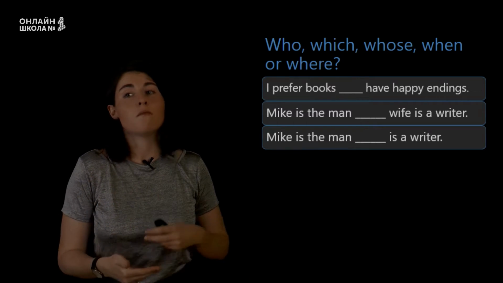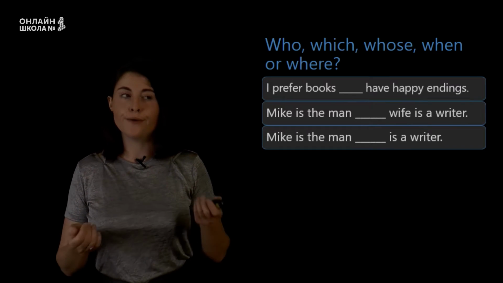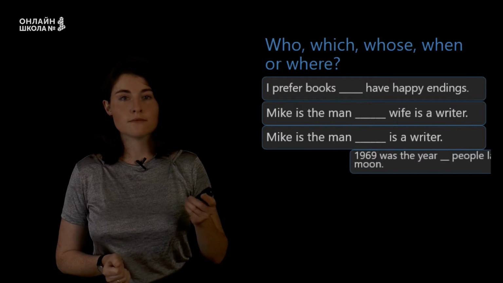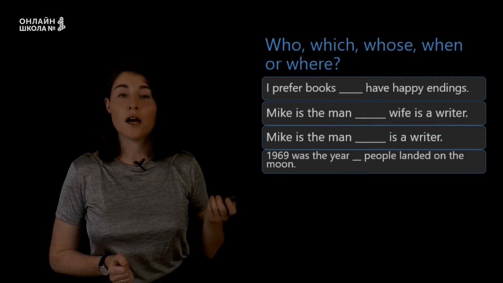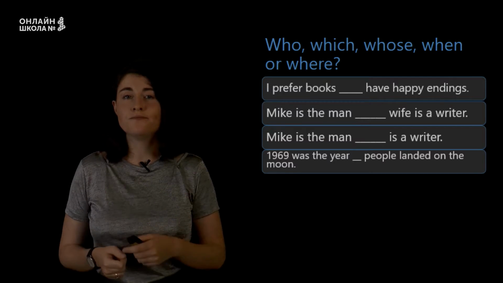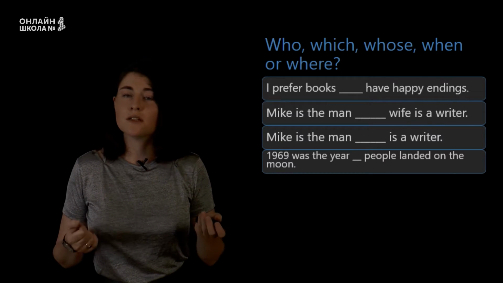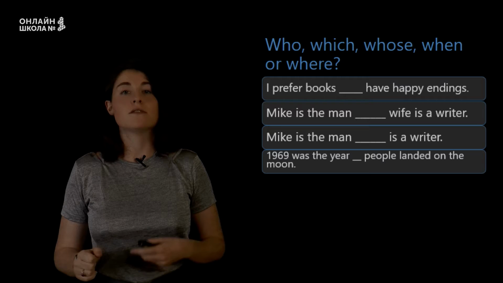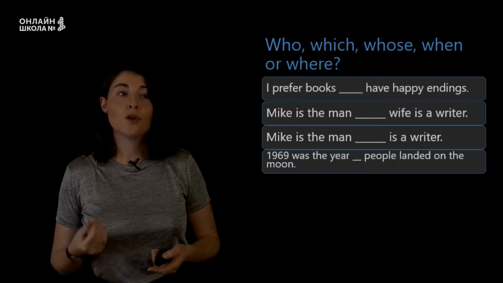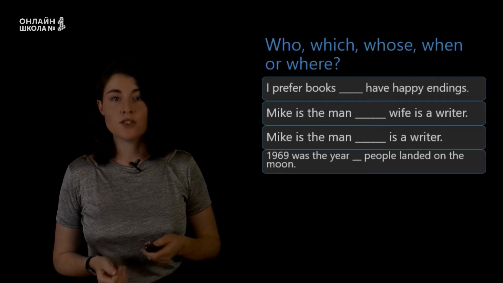When we speak about people, we use the pronoun who. So, Mike is the man who is a writer. 1969 was the year when people landed on the moon. So, here we're speaking about 1969. What is it? This is a year. And when we speak about years and times and days, we are using the pronoun when. So 1969 was the year when people landed on the moon.